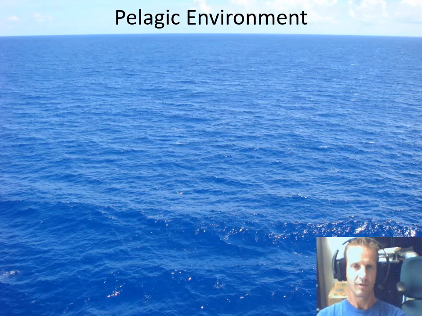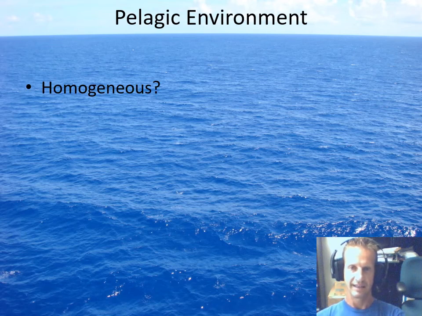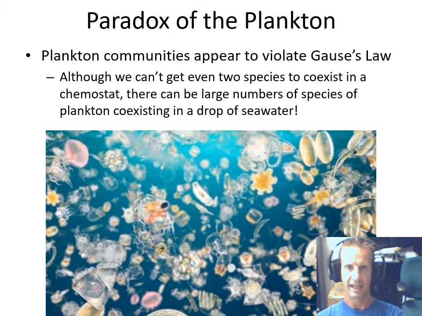So how does that work in the pelagic environment? In the pelagic environment, it looks like a big blue sameness. It's hard to see where the environmental variation might be in this environment that's allowing species to specialize. And it looks homogeneous. Homogeneous means well mixed, all the same. It's not actually homogeneous, but it certainly looks that way. And so that leads us to the paradox of the plankton.